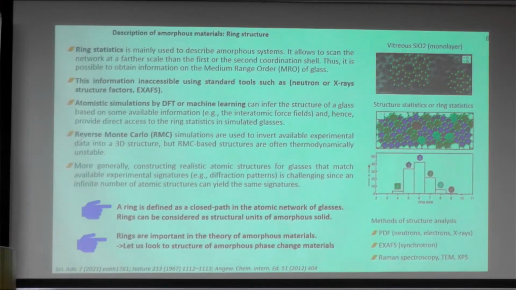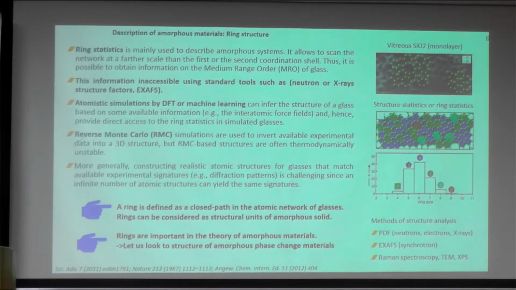They build like a ring, and many amorphous solids are described by rings and by ring statistics. So you can make statistics of that, and you can see what ring sizes you have: the six-fold rings, 4, 5, and so on. This is the experimental data, and you can also reproduce this data by using, for example, synchrotron, neutron, or electron diffraction.